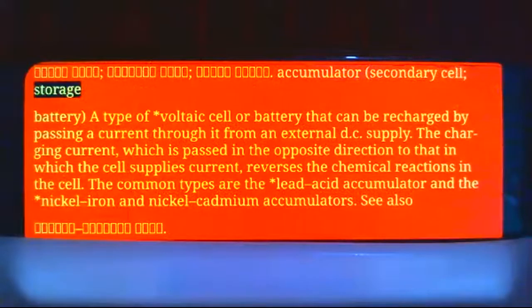Accumulator, secondary cell, storage battery: a type of voltaic cell or battery that can be recharged by passing a current through it from an external power supply. The charging current, which is passed in the opposite direction to that in which the cell supplies current, reverses the chemical reactions in the cell. The common types are the lead-acid accumulator and the nickel-iron and nickel-cadmium accumulators.